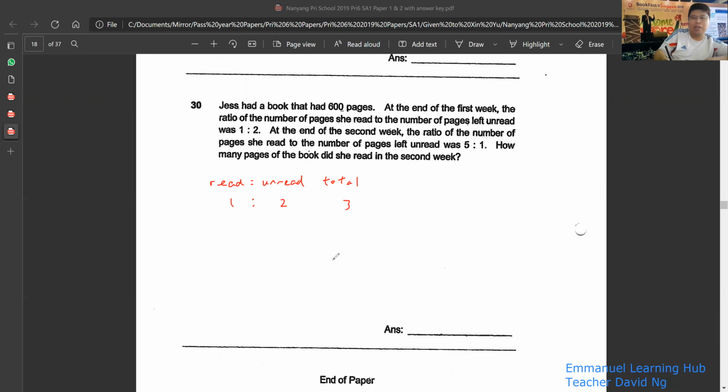You learned ratio already, right? Okay, 3 units. So 3 units is 600 pages, agree? So 1 unit is 200, okay? When they give you the ratio and they give you the total number of pages, they give you the ratio breakdown. Instantly, you can find the pages that she has read and the pages that are left unread.